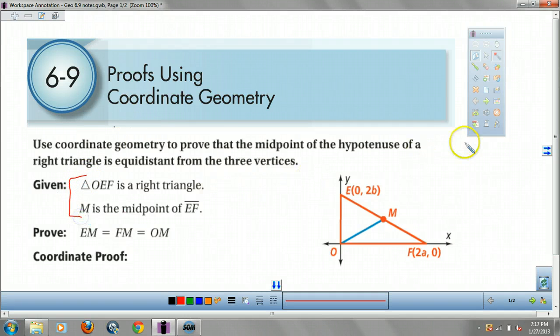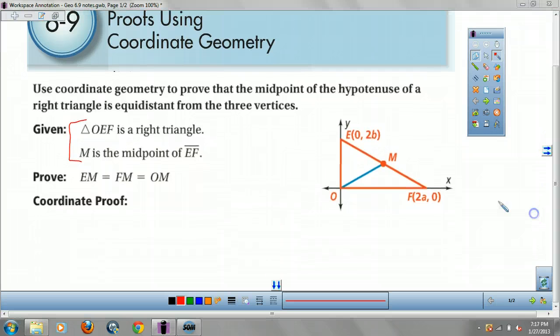We're given triangle OEF is a right triangle. That's 90. And we're given that M is the midpoint of EF. Prove EM equals FM equals OM.